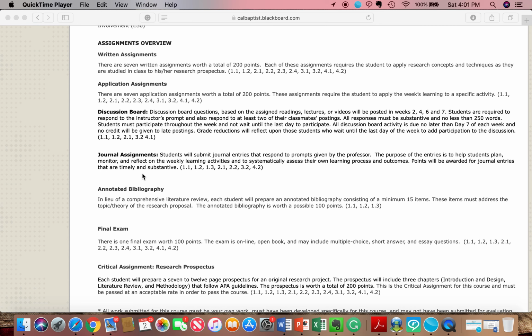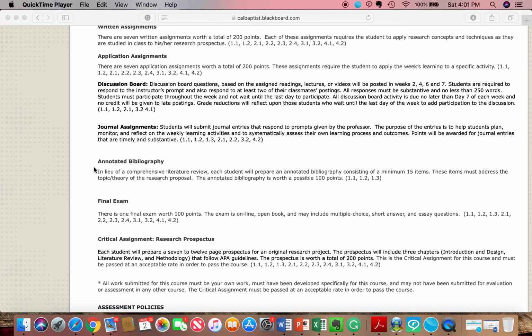There are journal assignments. Journal assignments, remember, are a little different. When you write a journal assignment, that is you talking directly to me as the instructor, as if we were having a one-on-one conversation. So we will have journal entry assignments throughout.